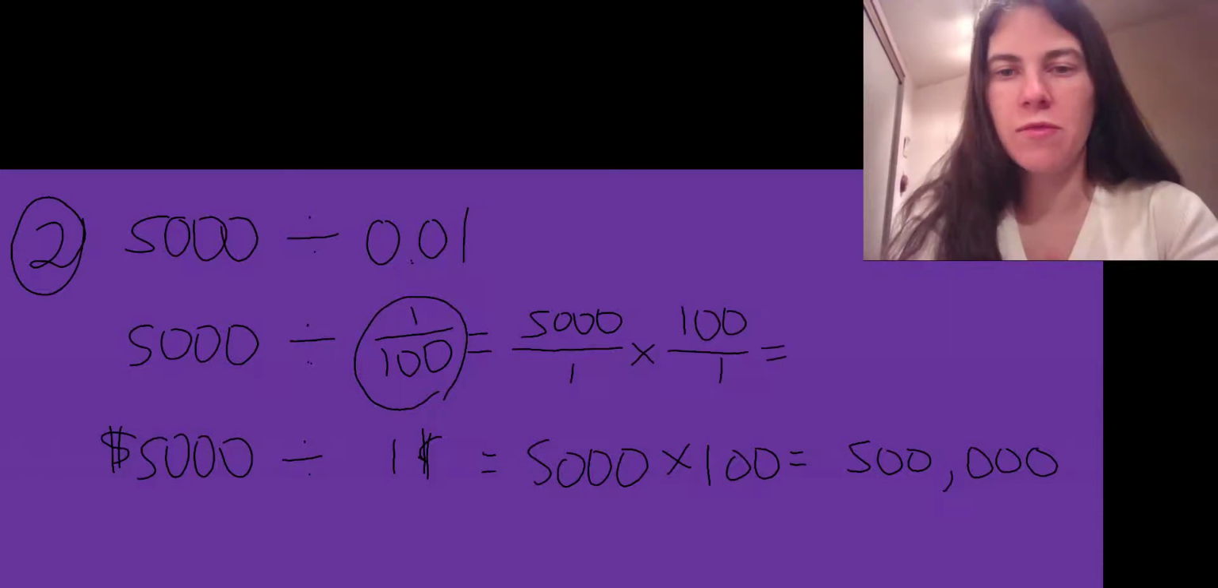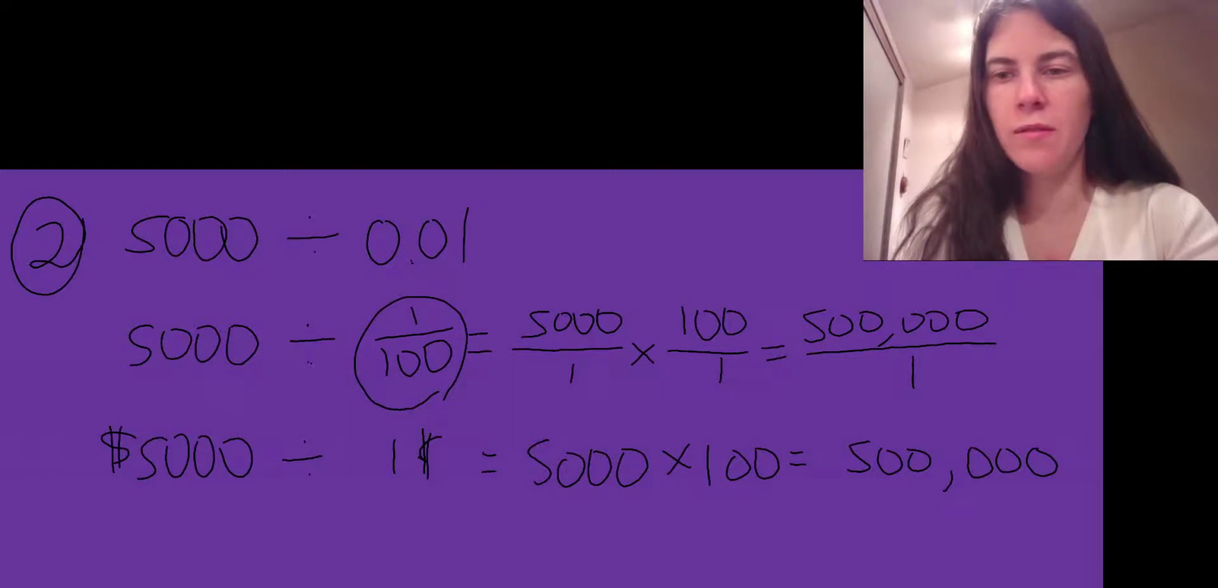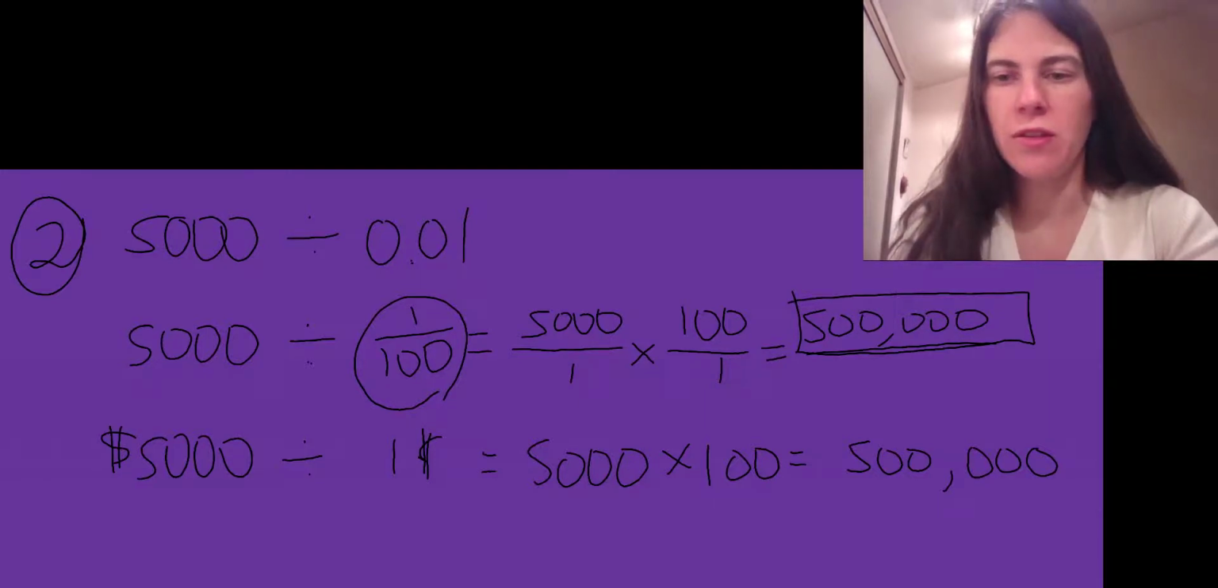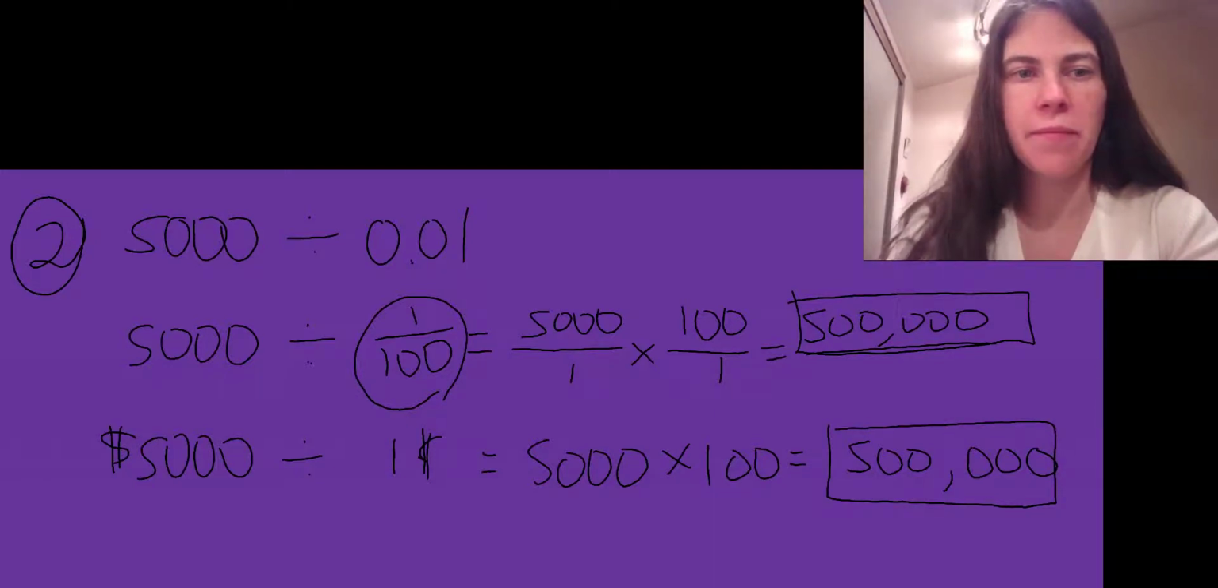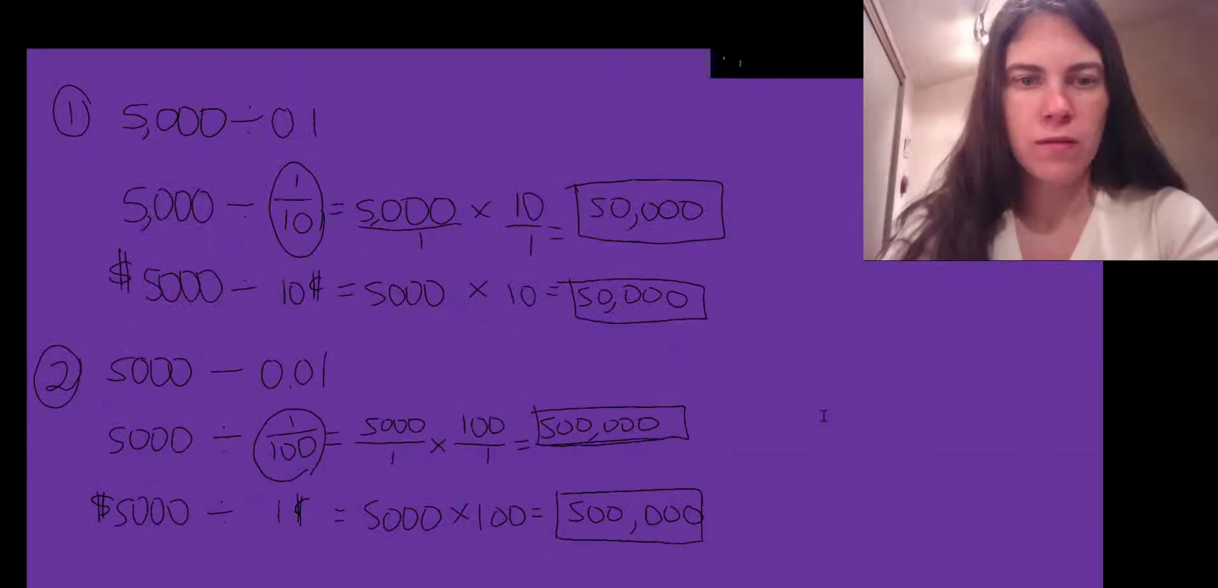5,000 times 100 is 500,000. 1 over 1 is just 1. It's just 1 times 1. So that part doesn't matter. It's just over 1. It means that's a whole number. So I get 500,000, whether I think about how many pennies are in $5,000 or whether I think about the fraction way. Are you starting to notice a pattern?